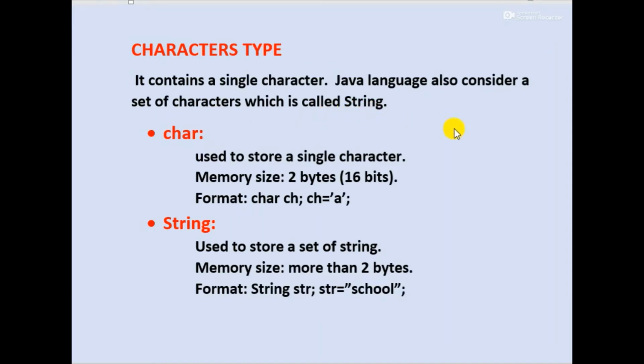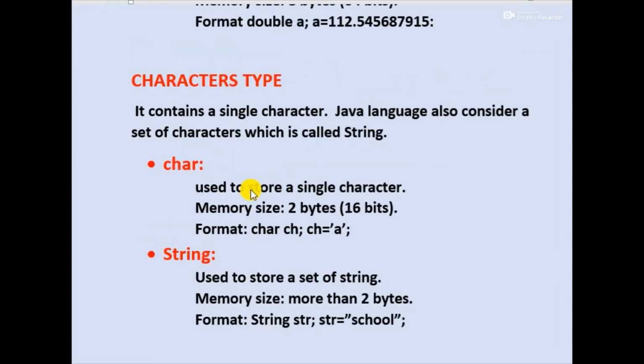So whenever we are working with a single character, then we have the char data type. But whenever we are working with a set of characters in a program, how can we define that? For that we have the String class. This String is not a data type, it is a class.